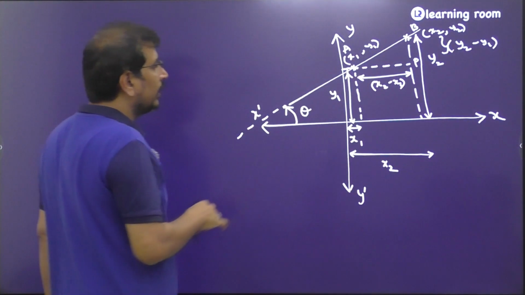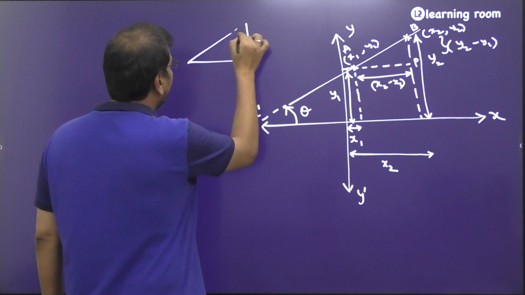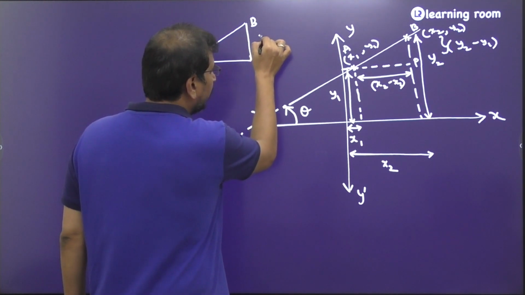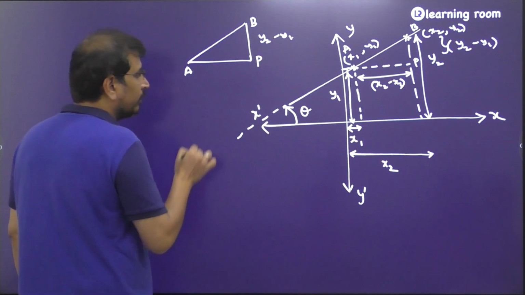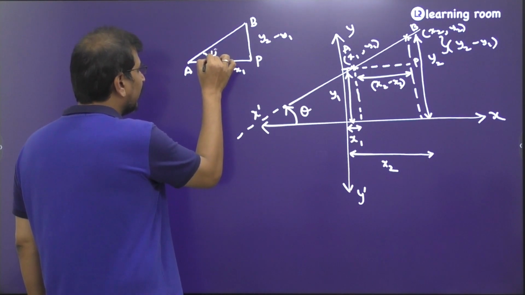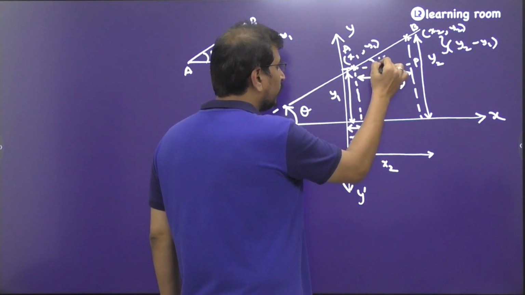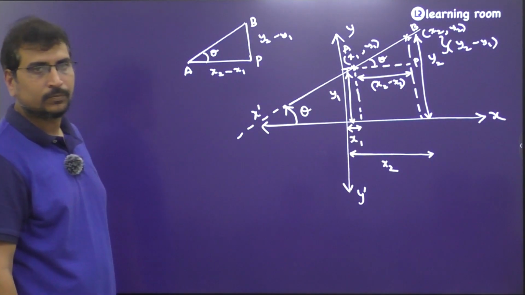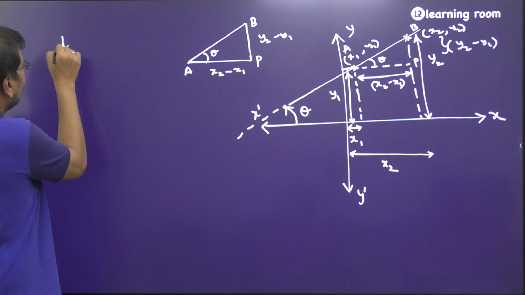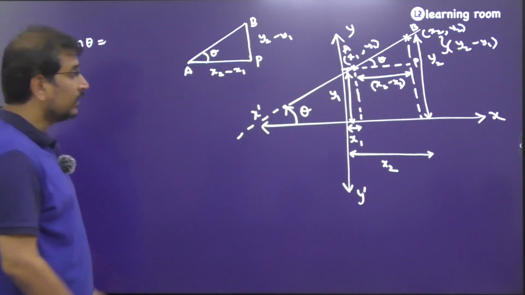If I take the triangle BPA, what is BP? y2 minus y1. What is AP? x2 minus x1. Then what is this angle? It is theta, because if this is theta, this is also theta. Why? They are corresponding angles. Am I clear with this? Now tell me, what is tan theta from this?